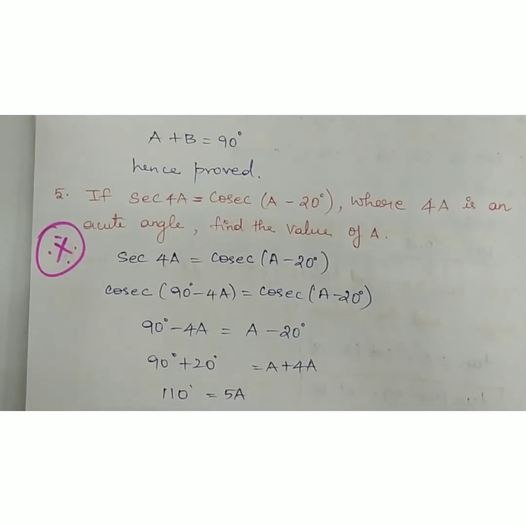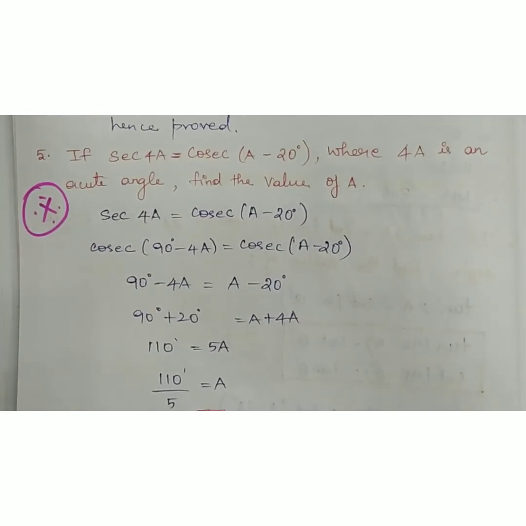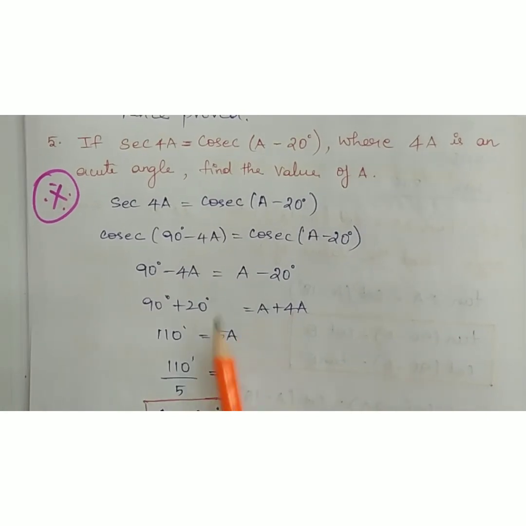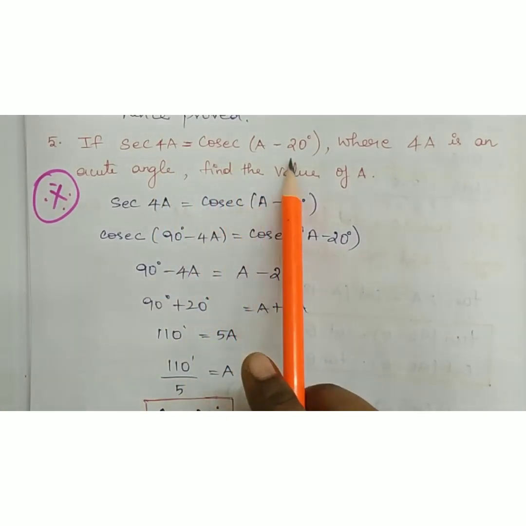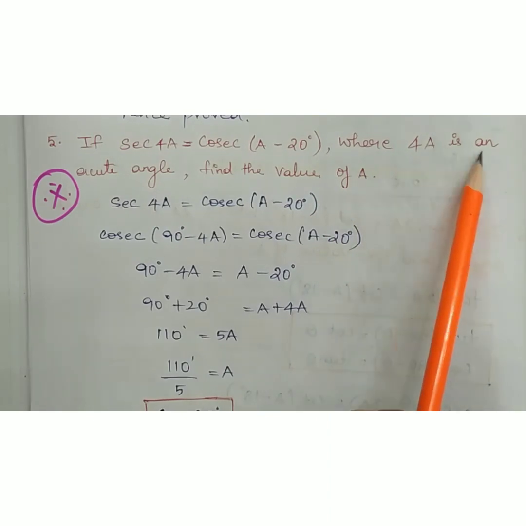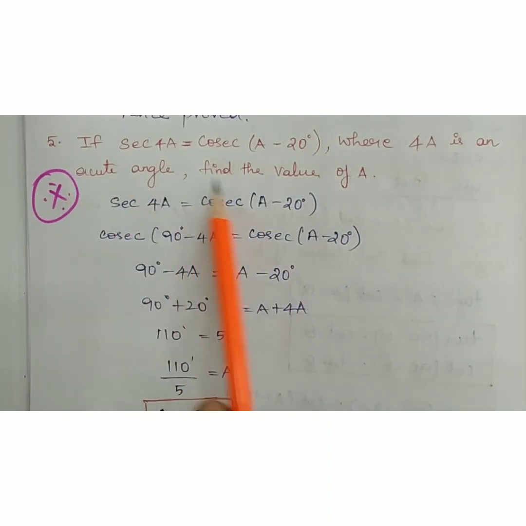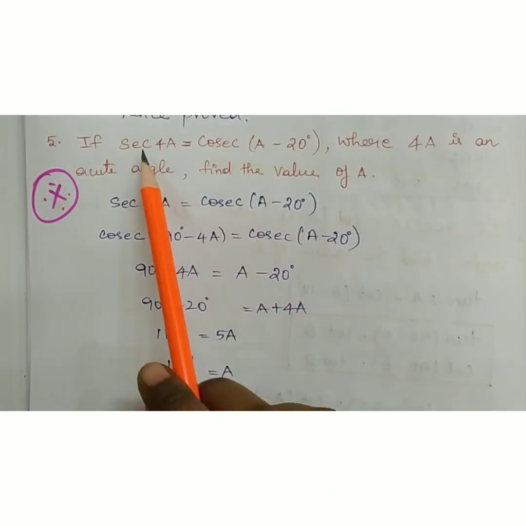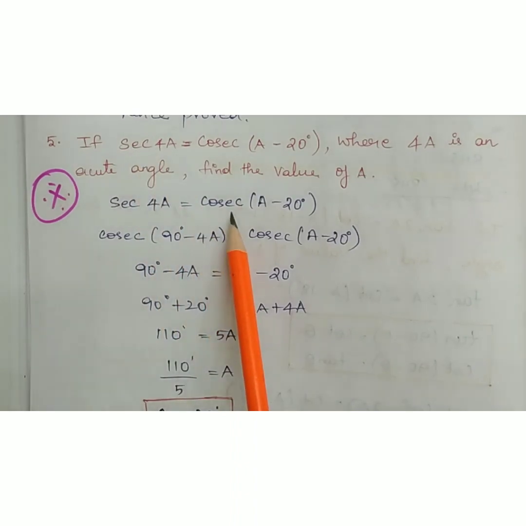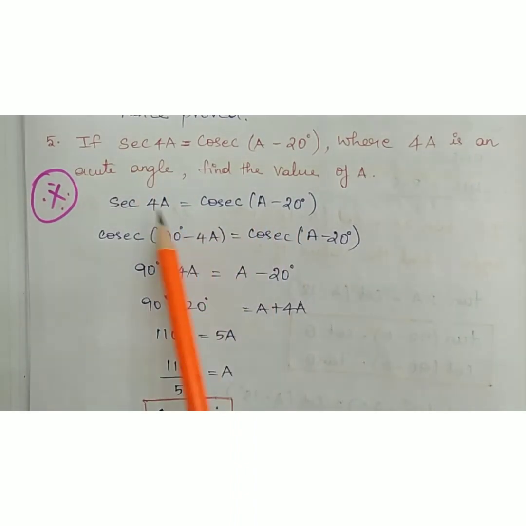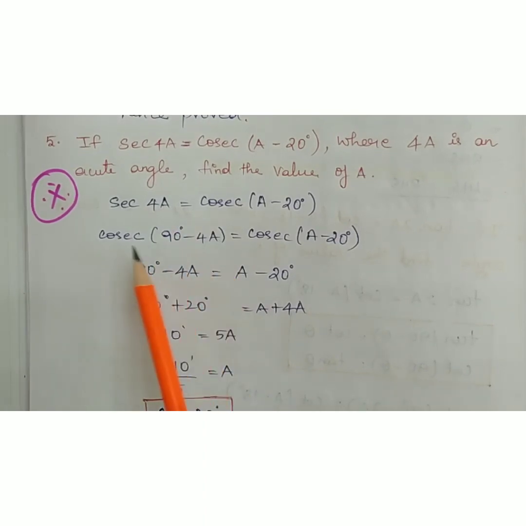Next, fifth sum. If secant 4a is equal to cosecant of a minus 20, where 4a is an acute angle, find the value of a. So the given is secant 4a is equal to cosecant of a minus 20. So the secant 4a you are writing as cosecant of 90 minus 4a, because cosecant of 90 minus theta is secant theta. So cosecant will get cancelled here. So 90 minus 4a is equal to a minus 20.